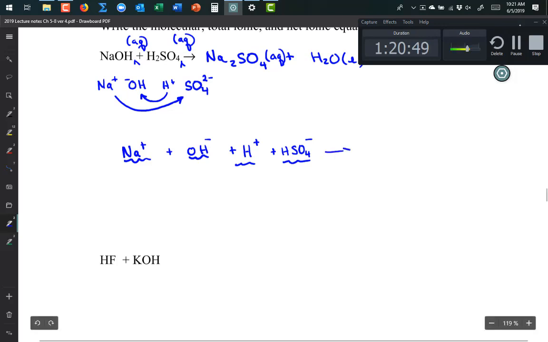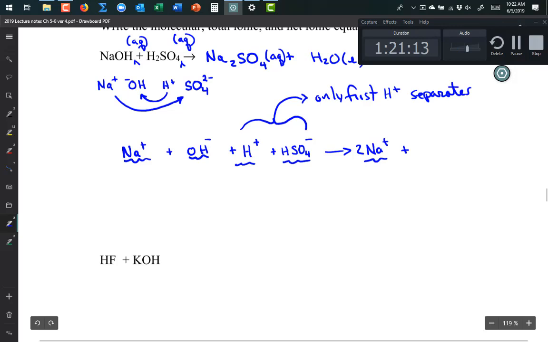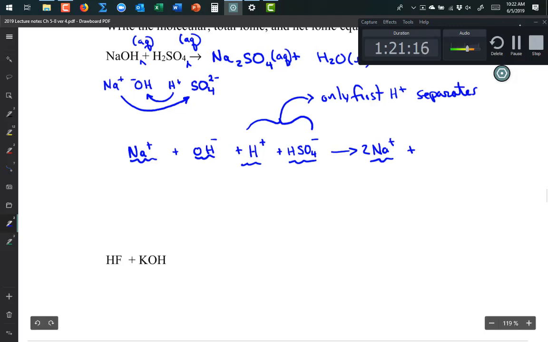Okay, and then it goes off to this, Na2, Na plus. So this is like a little weird thing. This is just sulfuric acid that's this way. Only the first H plus separates. And then I have H2O, there's actually two of them. Well, let me just do H2O. And that's a liquid.